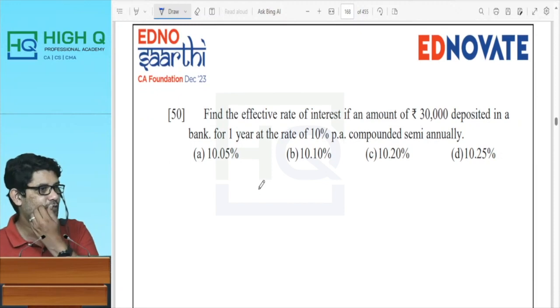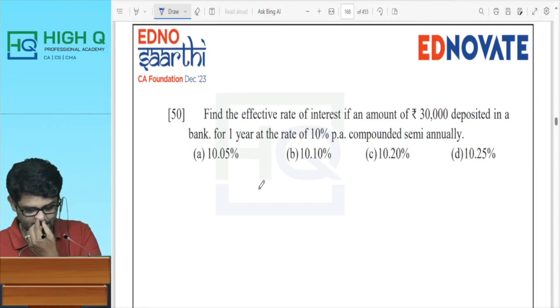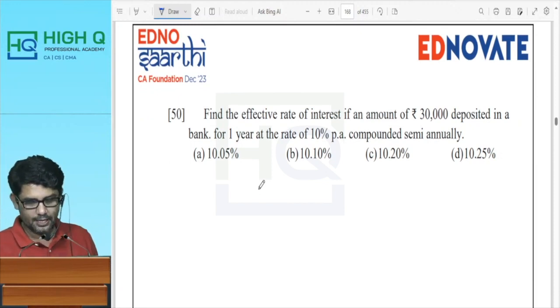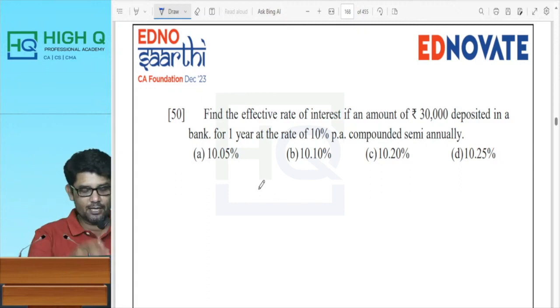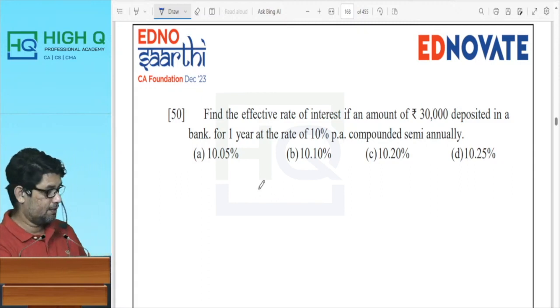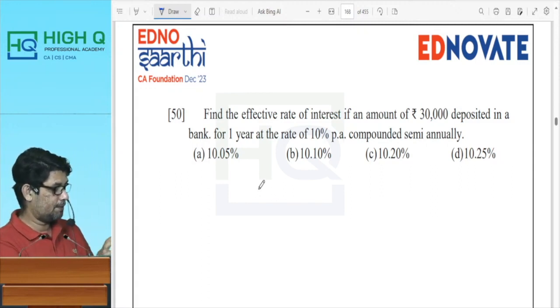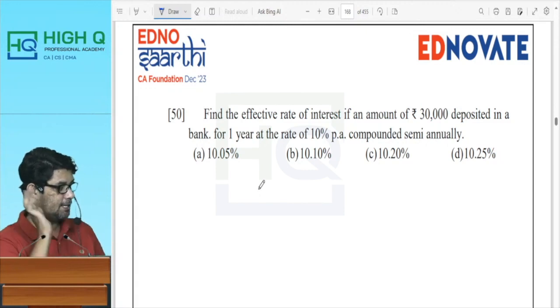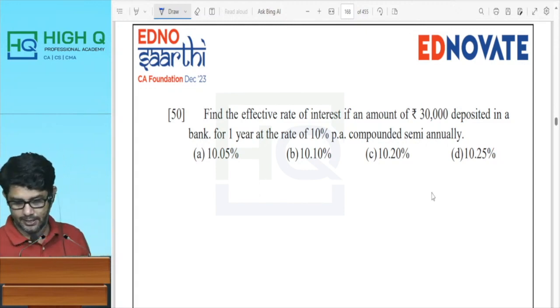Effective rate of interest, find out. 10% nominal rate, compounded semi-annually. That too very simple. 5%. 100 plus 5% plus 5% minus 100. D is the answer.